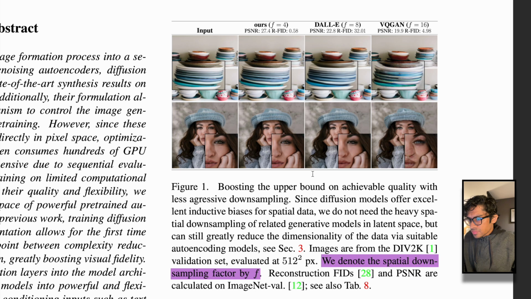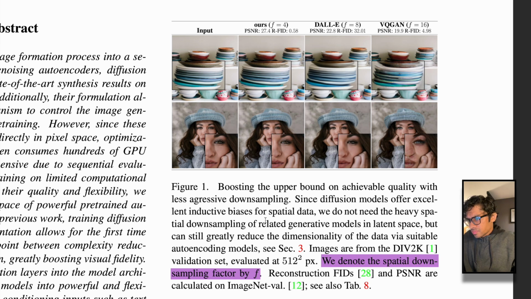What is meant by spatial downsampling factor is, let's say you have an output image, and how many times you can downsample it to get that output image. Most probably that, but I need to look at it. I'm not too sure what the spatial downsampling factor was here.